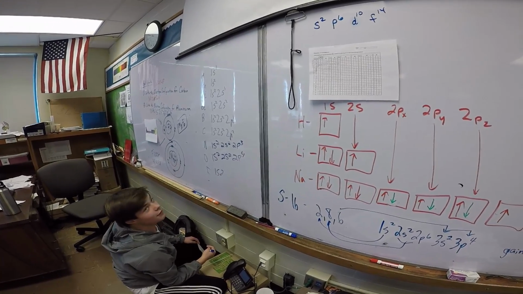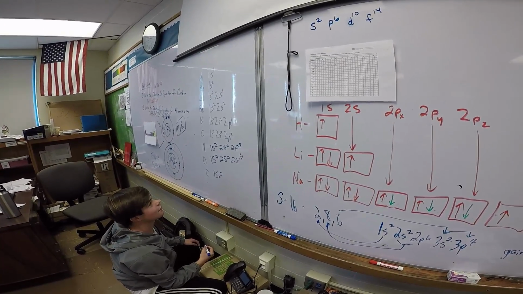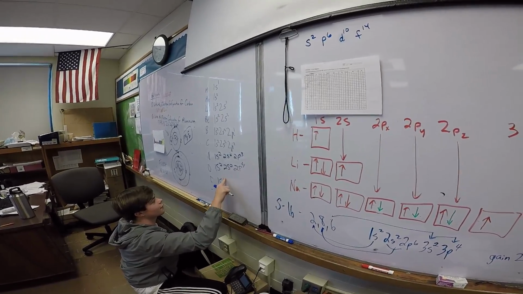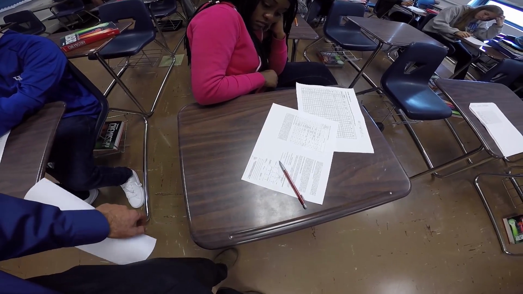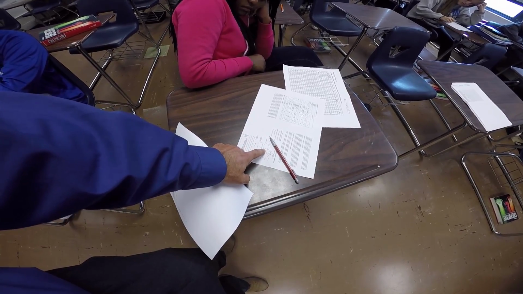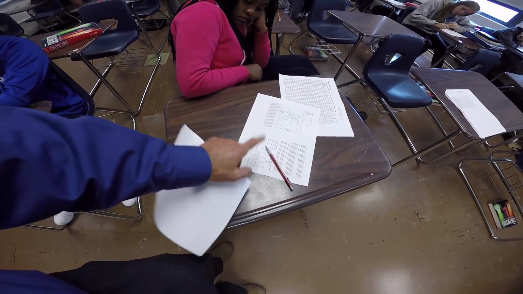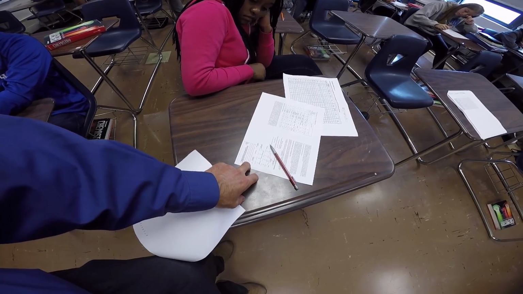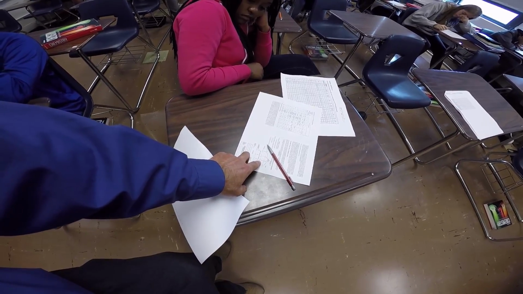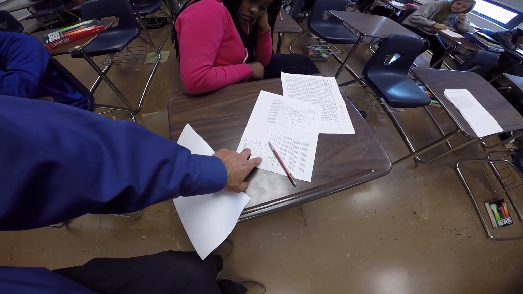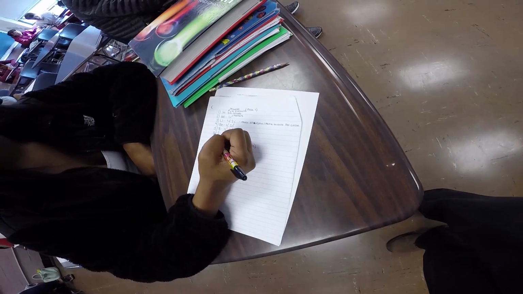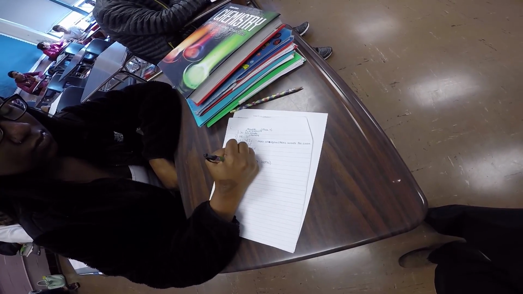No, 2p4 is right. You sure? Yes. Because that's 2p5, 1 shape. How many shapes are in the P? Raise your hand. Alex? There are 3 shapes in the P. How many shapes are in the D? Koenig? 5. How many shapes are in the F? Koenig? 7.